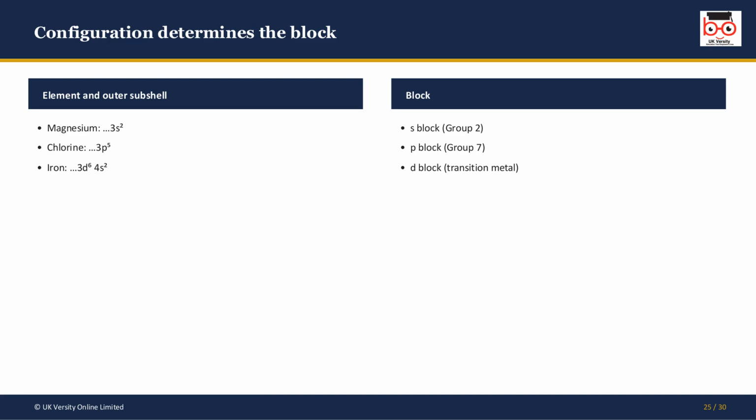Let's see that with three examples. Magnesium ends in 3s2, so its outer electron is in an s subshell, placing it in the s block, group 2. Chlorine ends in 3p5, a p subshell, so it's in the p block, group 7, and iron ends in 3d6, 4s2, with a d subshell filling, so it sits in the d block as a transition metal. Read the ending of the configuration and the block falls out.